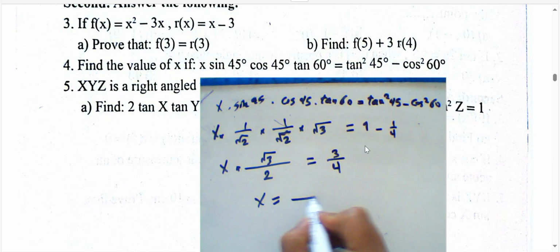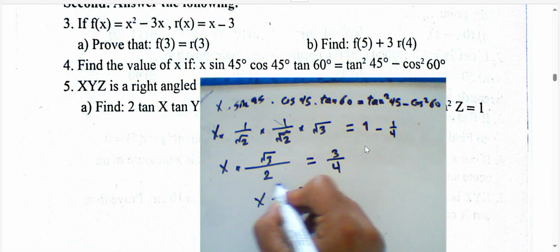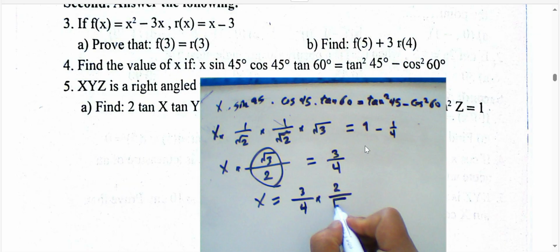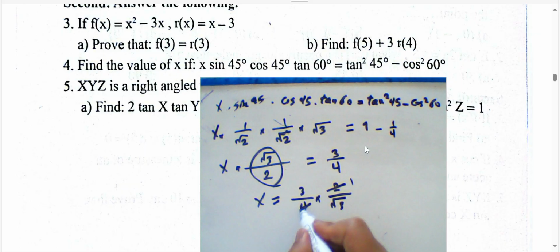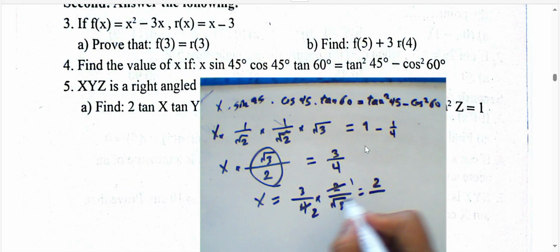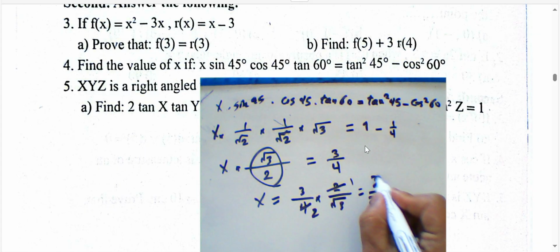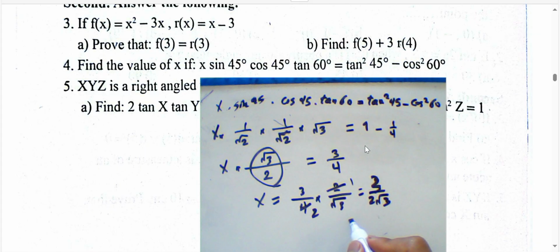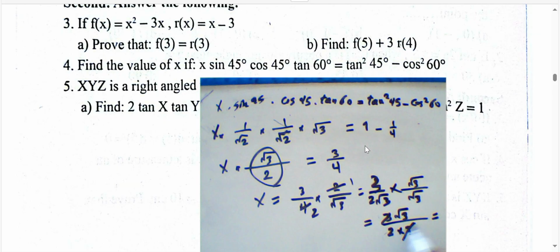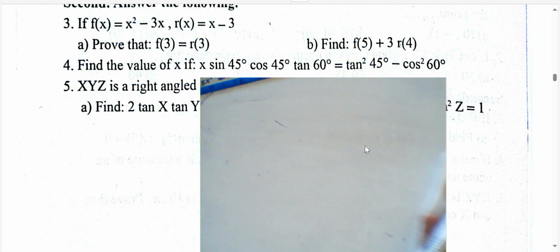And the value of x equals 3 over 4 product by the reciprocal of this number, 2 over root 3. We can divide by 2. The answer will be 3 over 2 root 3. You can simplify it by multiplying by root 3 in numerator and denominator, and the answer will be 3 root 3 over 2 times 3. We can cancel 3 by 3. Then the answer will be root 3 over 2. Okay, the simplest answer for this question.